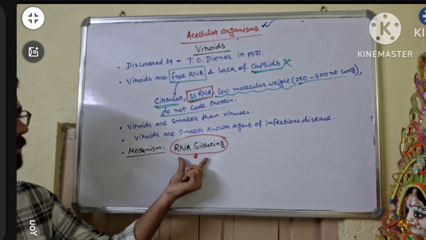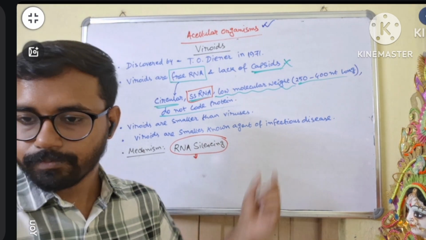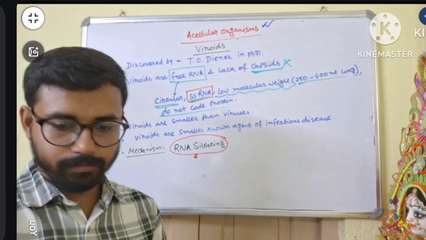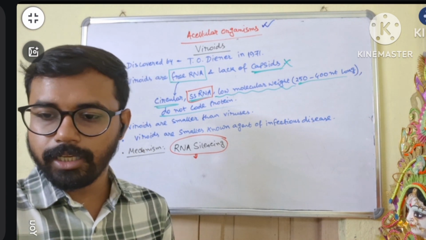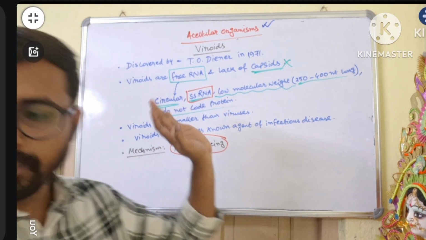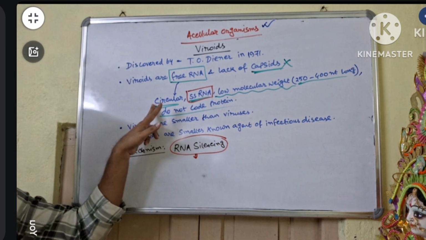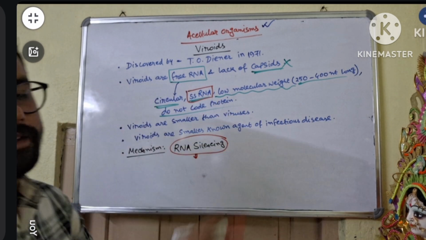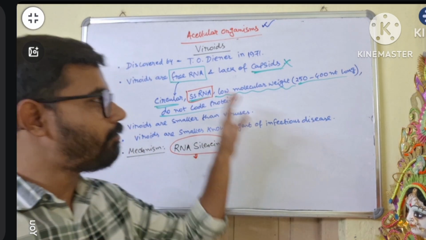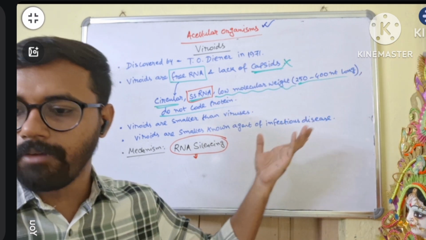This viroid RNA silences the cellular RNA. Viruses have a protective layer like a capsid, but viroids infect with direct nucleic acid, and this nucleic acid is highly resistant. That's because of the special structure, which is circular. So the structure is very resistant compared to an RNA virus. The RNA of a viroid is highly resistant compared to the RNA of a virus.